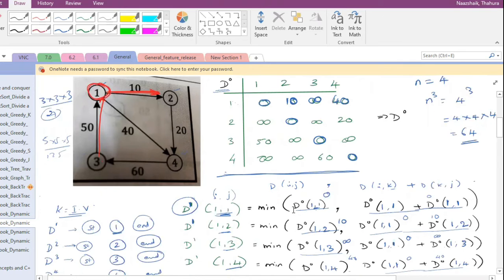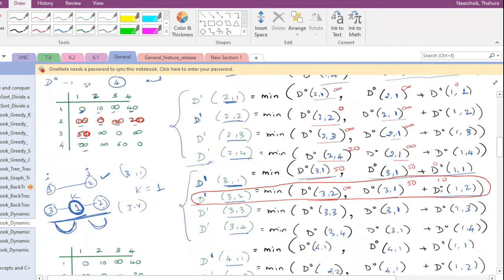So now 3 to 2, instead of becoming infinity, we said minimum of this or this, right? So now it will become 60. So this has changed, right? Your value has changed in the graph. So instead of infinity, there is some value here. So let's try this. We said, see, diagonal values will not change. Okay, so we can skip this altogether. It will be 0 only.